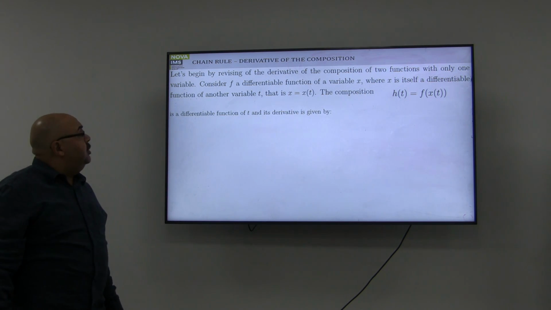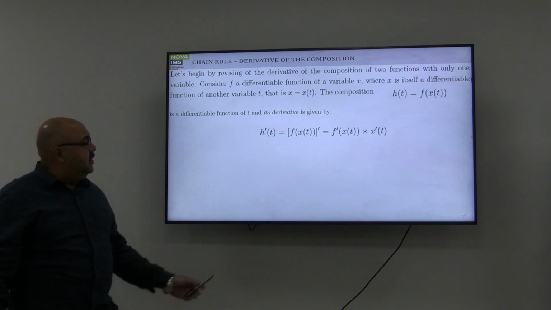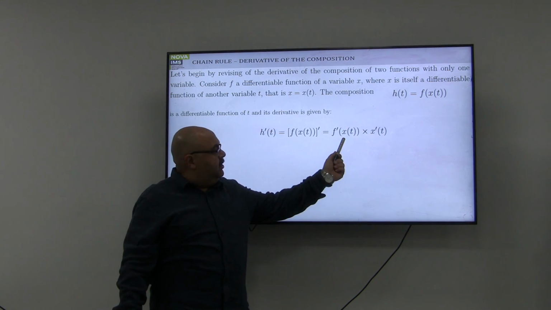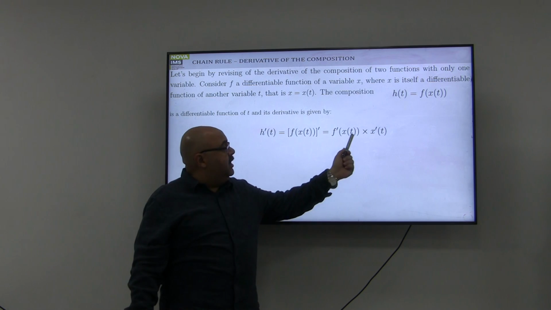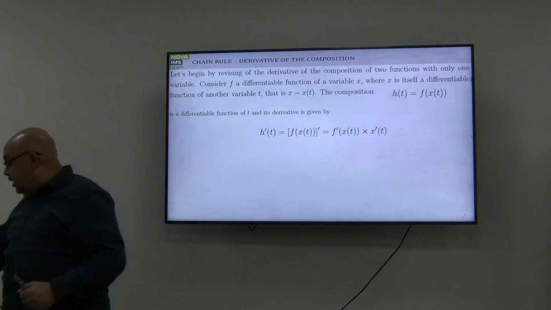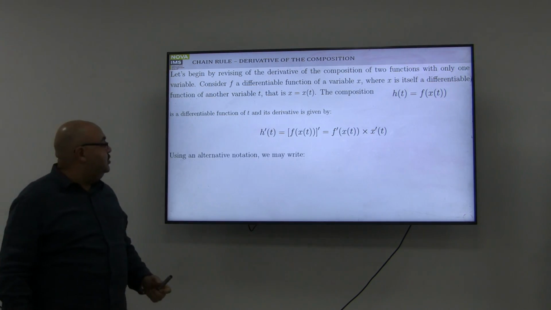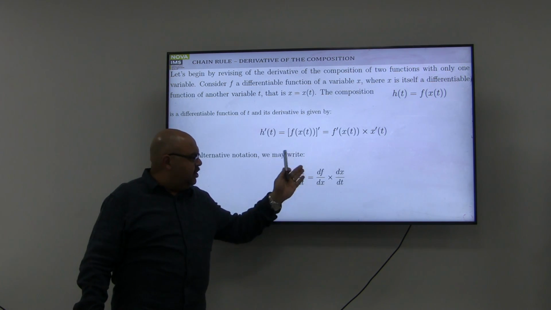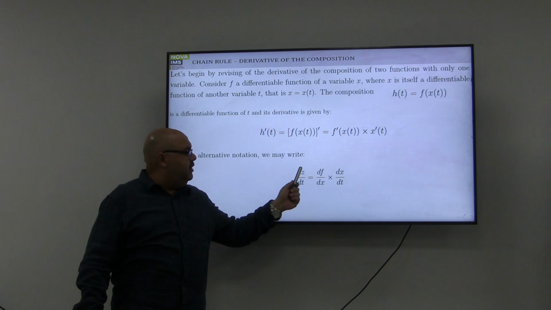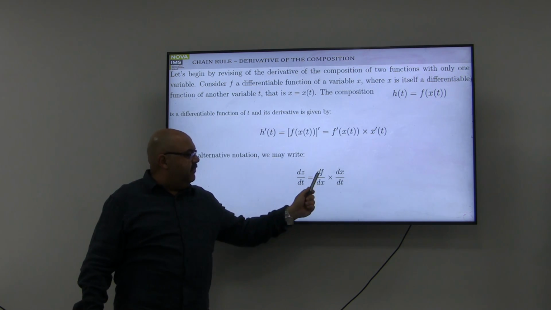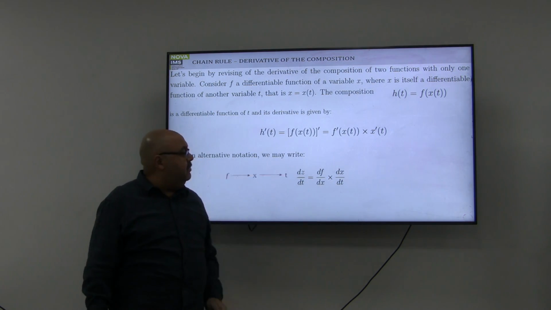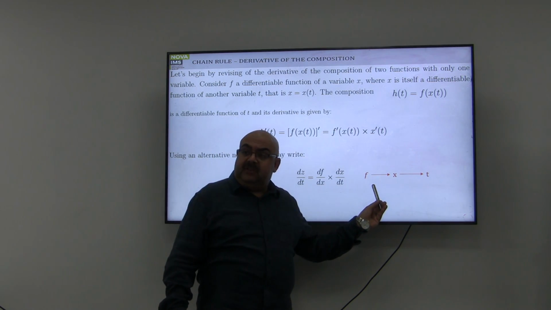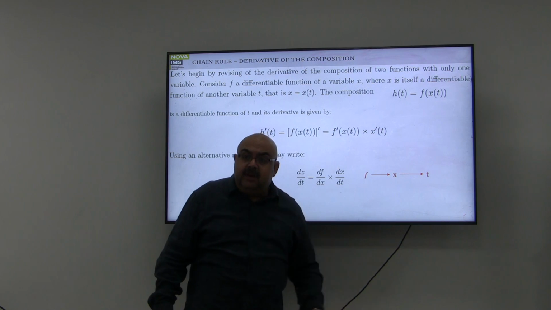Here x is a differentiable function of t and its derivative. So as I told you, the first step is to get dh by dx, then you multiply by the remaining part of the rule, as you can see. Also, if I change the name of the function, it's going to be dz by dt, which is df by dx times dx by dt. It's going to be the same case.